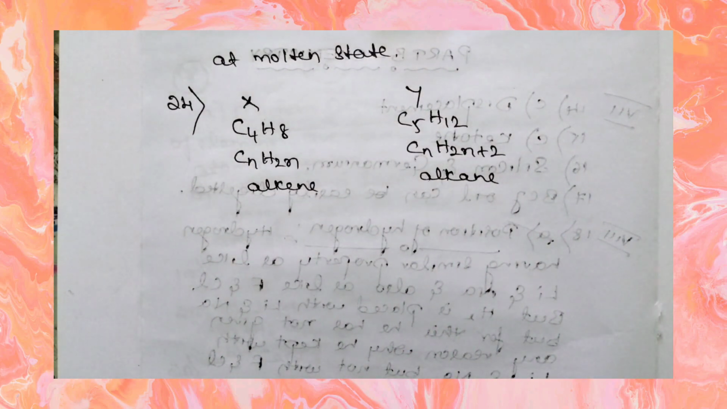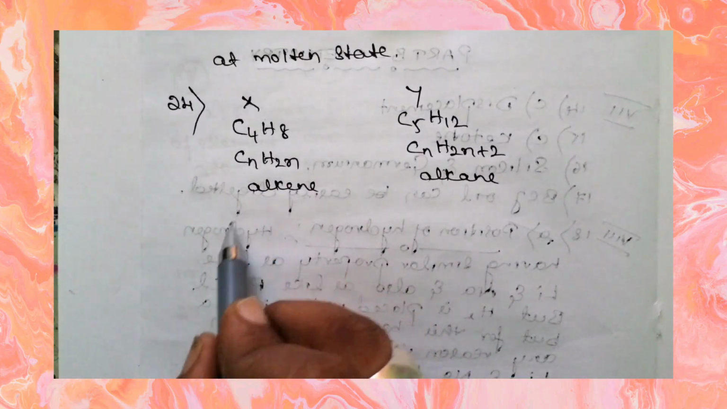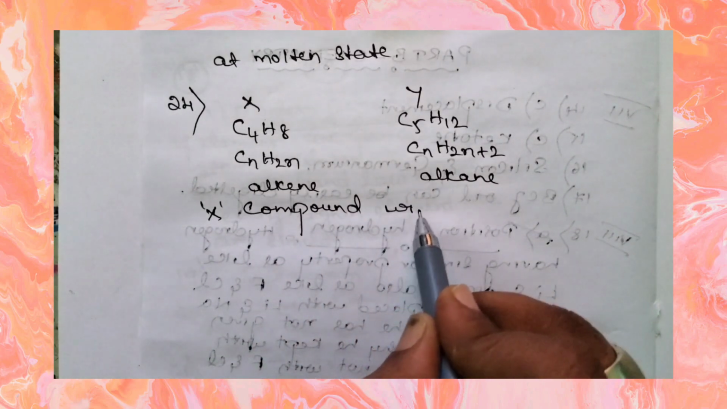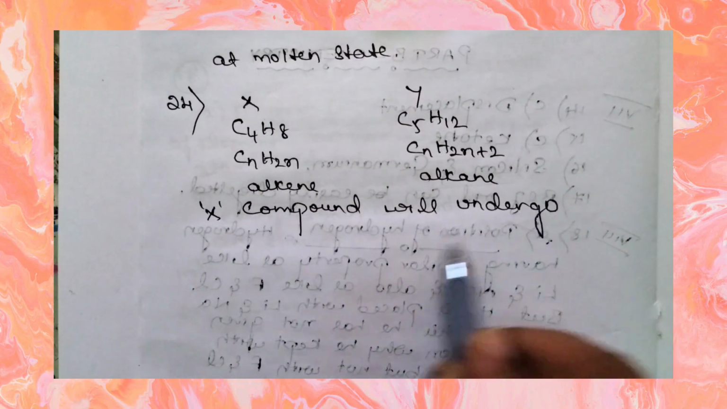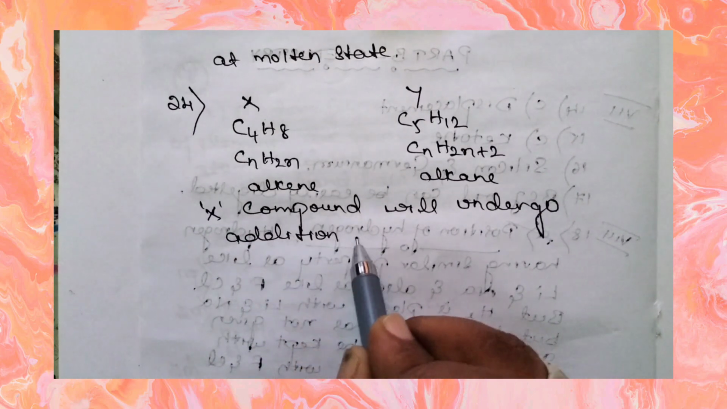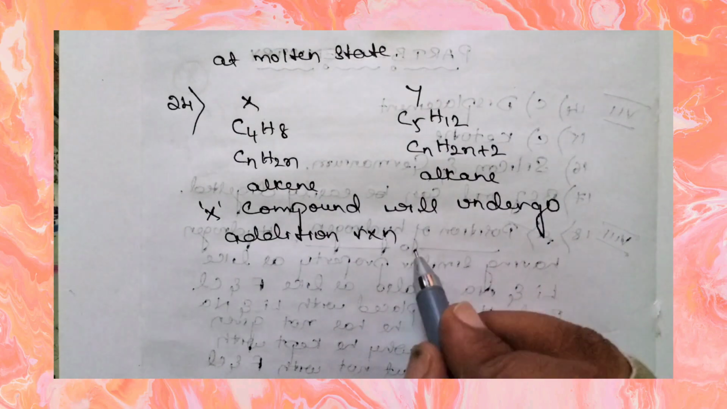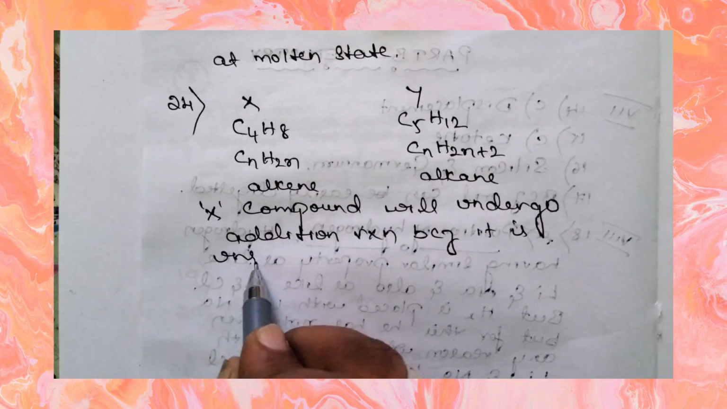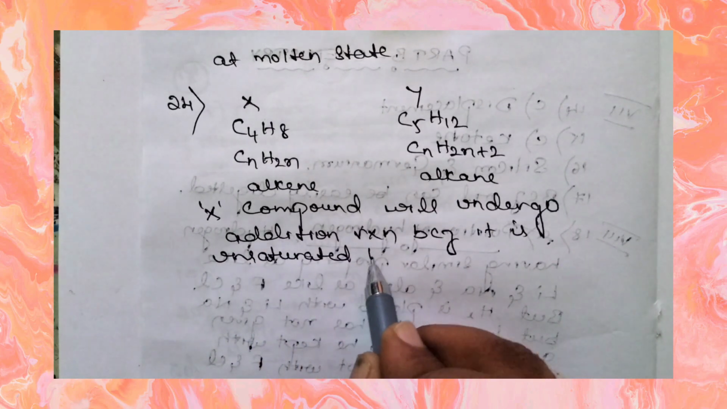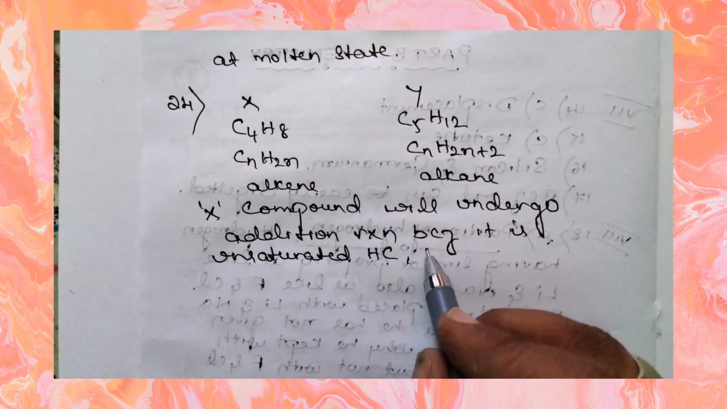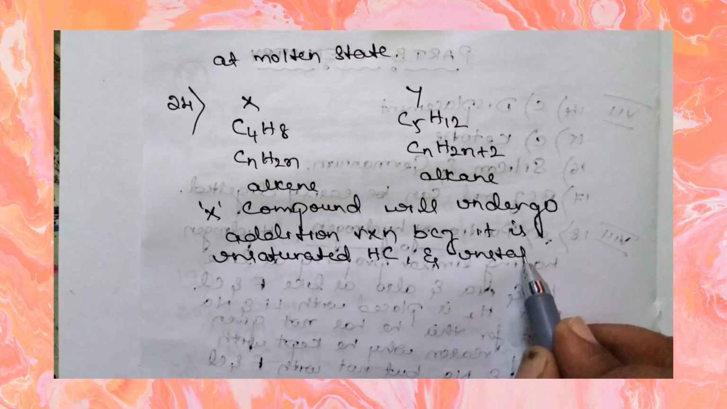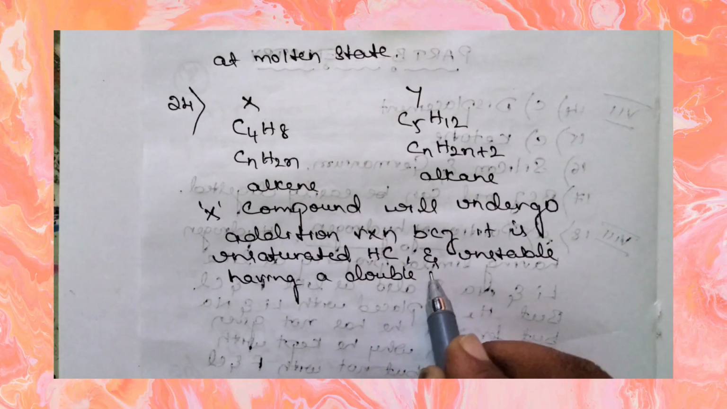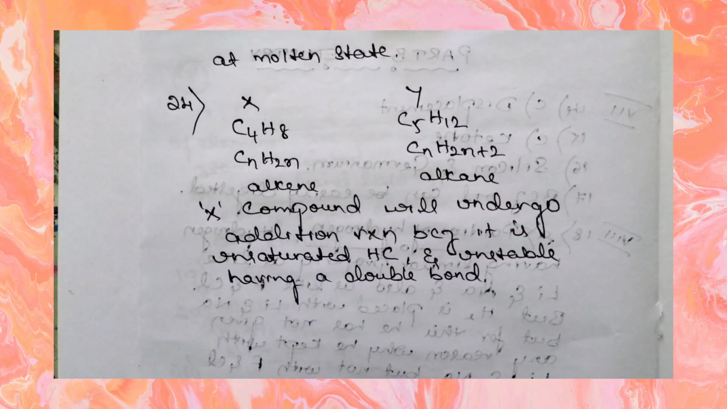So the question asks which of these two undergoes addition reaction, and we have to write the answer. So X compound will undergo addition reaction, because it is an unsaturated hydrocarbon and unstable, having a double bond. So this is the answer for A question.